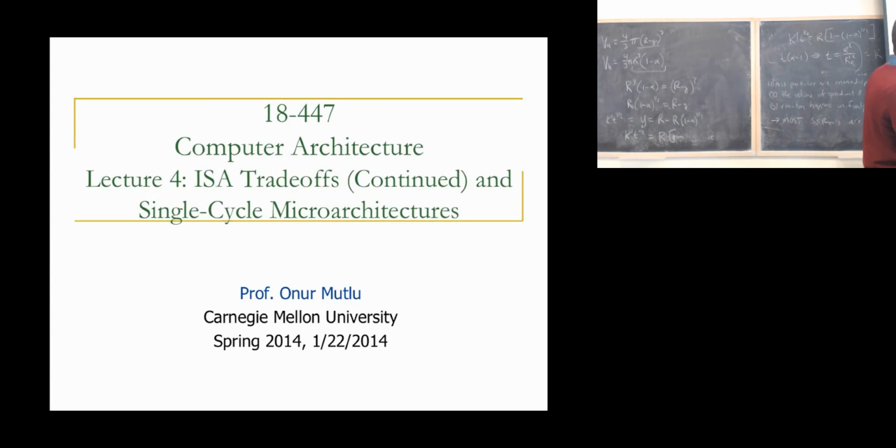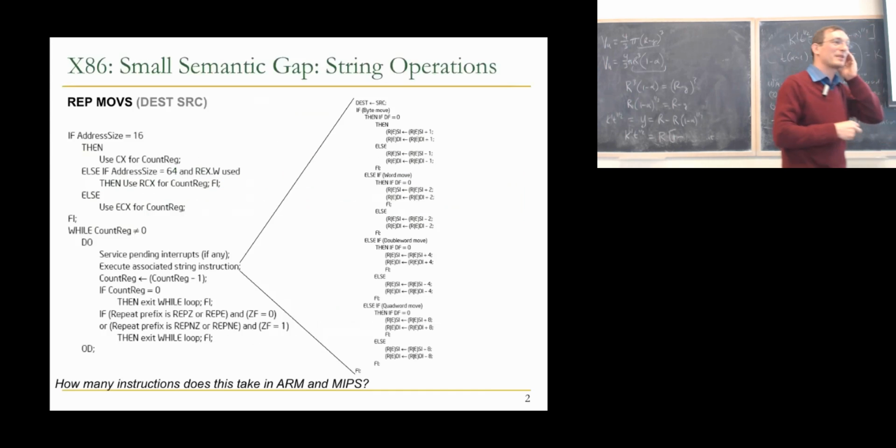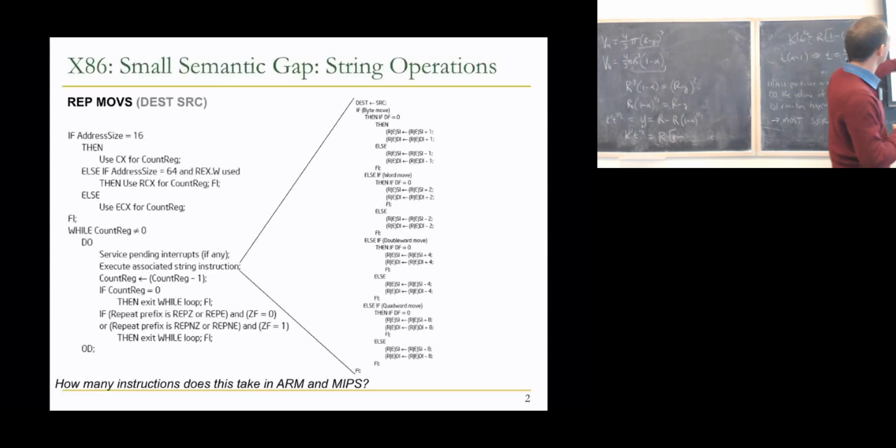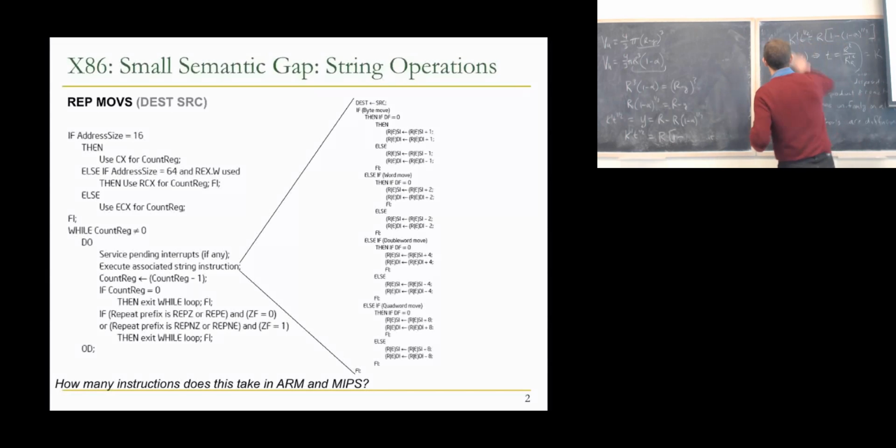Okay, this is where we left off. We were talking about complex versus simple instructions. We introduced the concept of the semantic gap, and this was the example I stopped at. This was a small semantic gap in x86. Let me draw that picture again of the semantic gap. And this was an example instruction from x86 that showed that you could actually copy one string to another with just a single instruction.